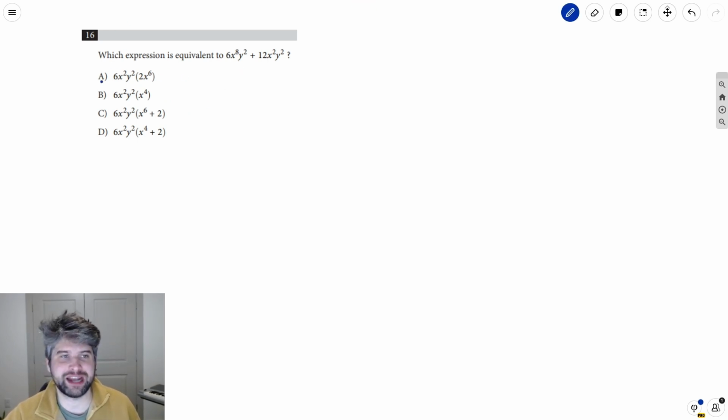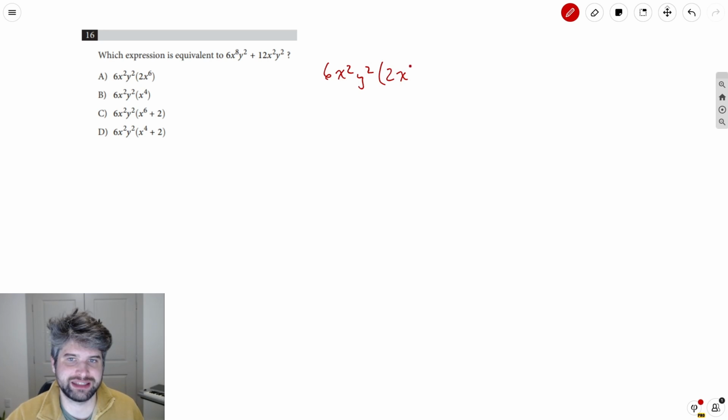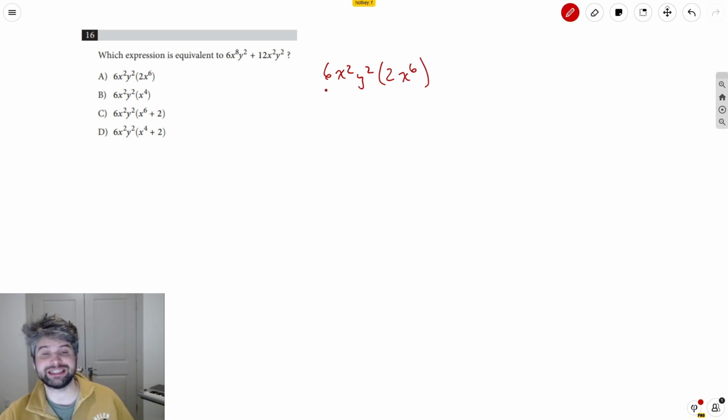All right, let's expand this. So answer choice A says 6x squared y squared times 2x to the 6th. Now here, we want to be careful. We don't distribute to here and to here. We only distribute when there was a plus in the middle of these two. So if there's a plus in the middle of these two, then we distribute. There's no plus, so we don't distribute. Really, this is all multiplication.